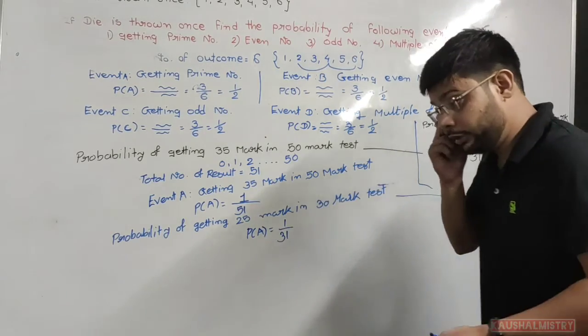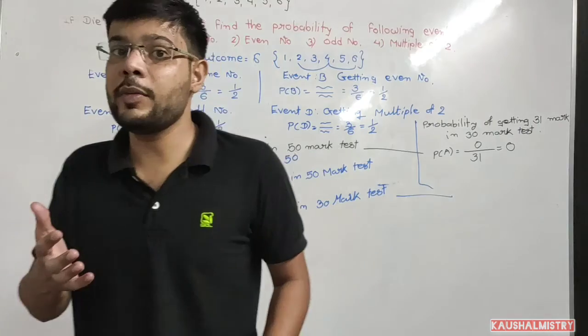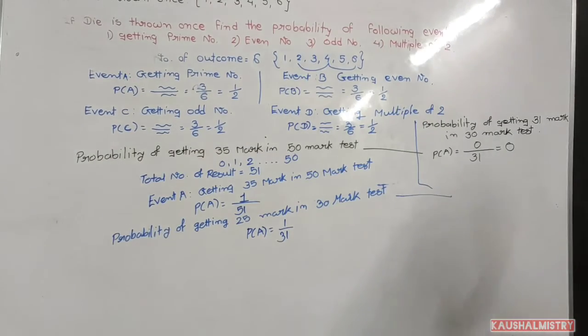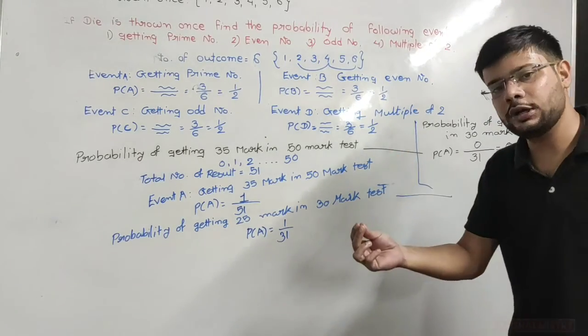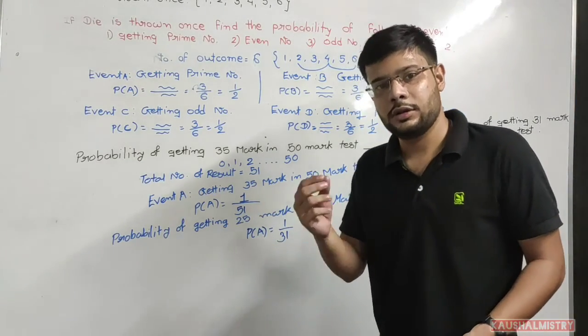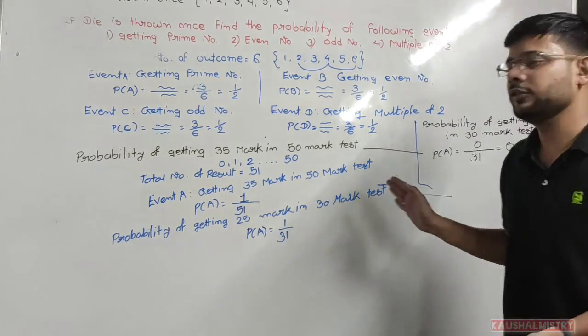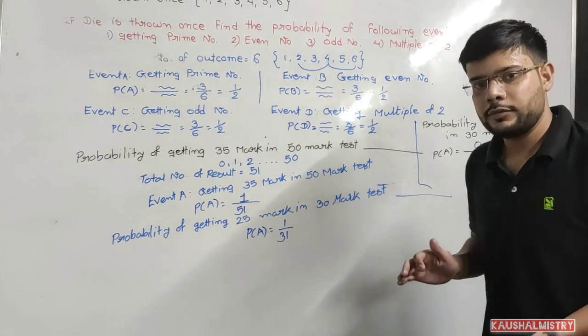So you have to remember one thing. If it is a 50 mark paper, then the total number of trials will be 51. If it is an 80 mark paper, then the total number of trials will be 81. Right? This you have to remember. This is very easy. Okay.